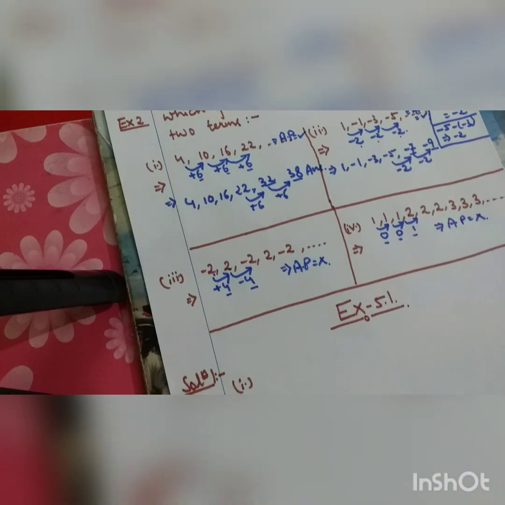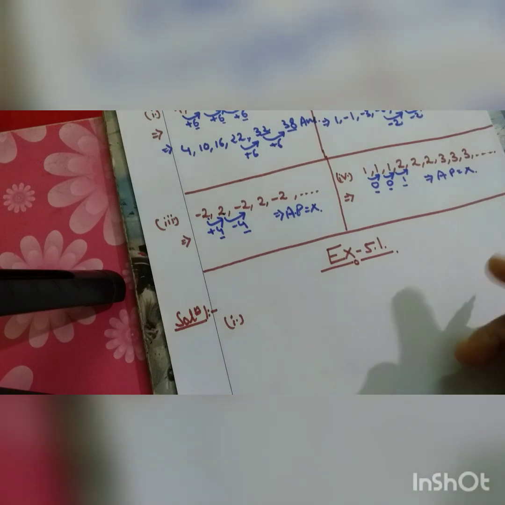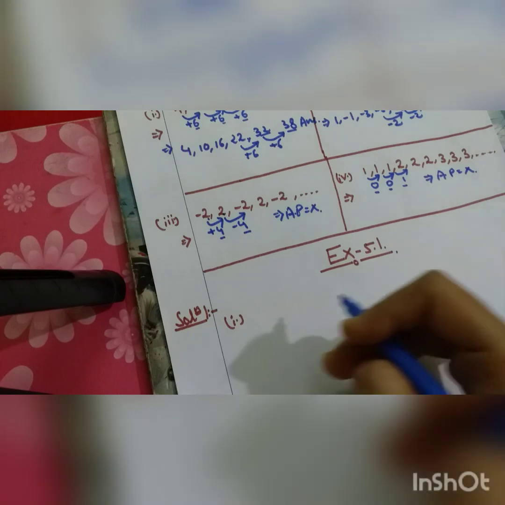Now come to the exercise. Exercise 5.1, question number 1. Question A. The question is saying that the taxi fare is rupees 15 for the first kilometer and rupees 8 for each additional kilometer. It is saying that a taxi fare charges you for 1 kilometer.